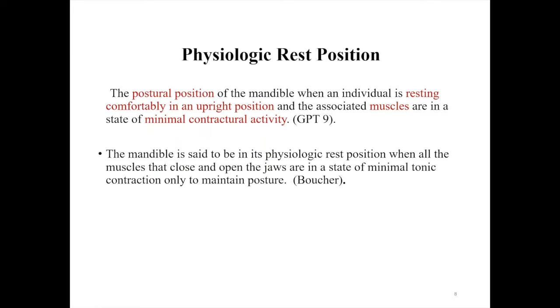Coming to the physiologic rest position, the mandible is said to be in its physiologic rest position when the muscles of the jaws are in a state of minimal tonic contraction. So the significance is that it's a bone-to-bone relation. It's constant throughout life, and it is also used as a guide for the determination of vertical dimension of occlusion.